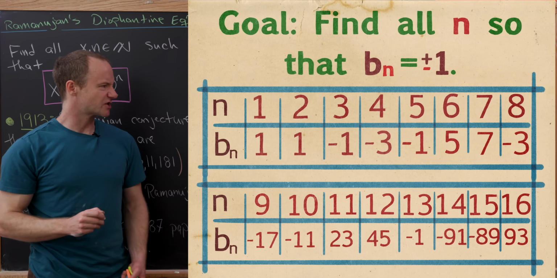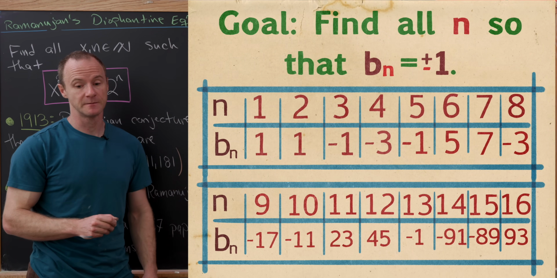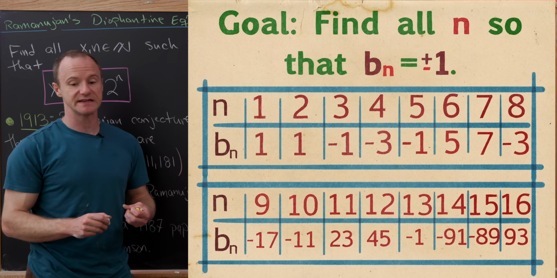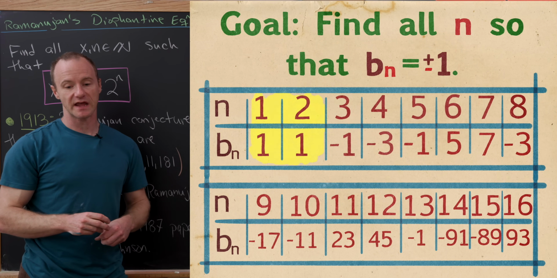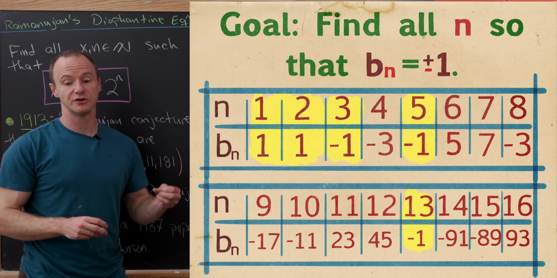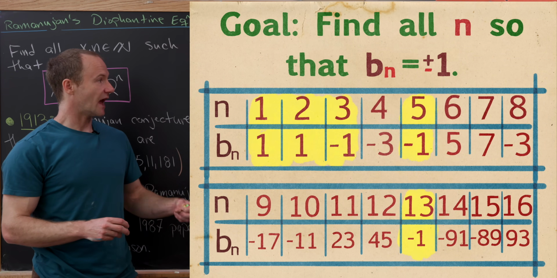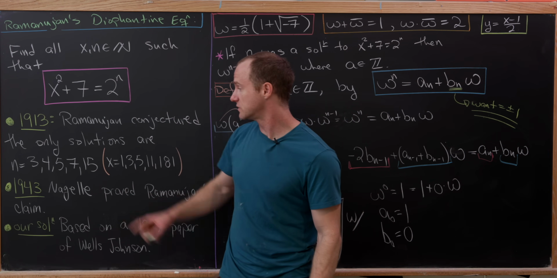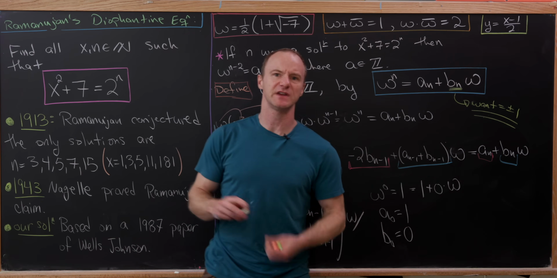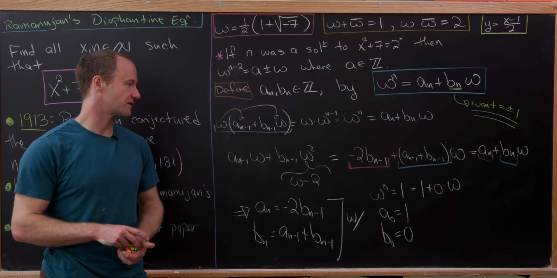So now we could make a chart of these b sub n terms and check out when they're plus minus 1. And what we'll see is that b sub n is plus minus 1 for n equals 1, 2, 3, 5, or 13. And those are going to correspond over here to our original solutions of 3, 4, 5, 7, and 15 because of this translation by 2 built into our construction.